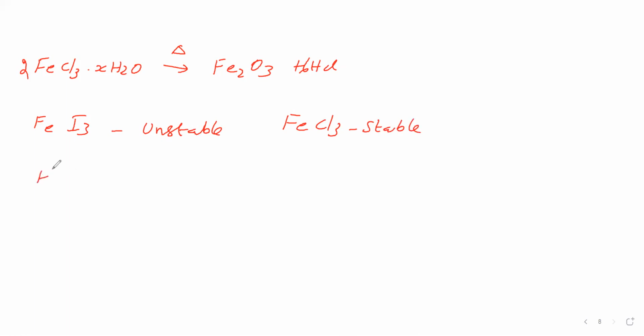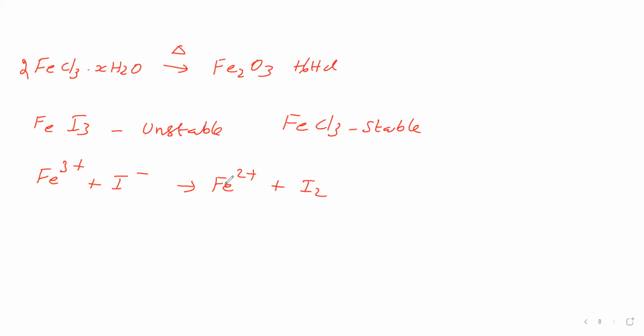Why? Because ferric iodide contains Fe3+ and I-. I- reduces Fe3+ into Fe2+, and I- itself undergoes oxidation to give I2. So FeI3 is unstable because I- reduces ferric: ferric becomes ferrous, and I- becomes iodine. Whereas ferric chloride is stable because chloride is not reducing ferric.